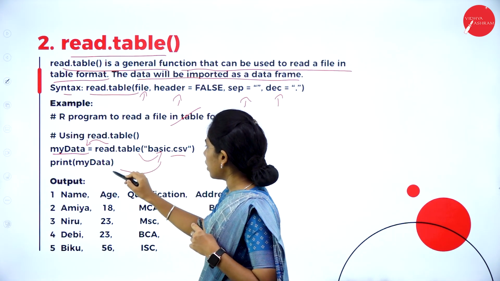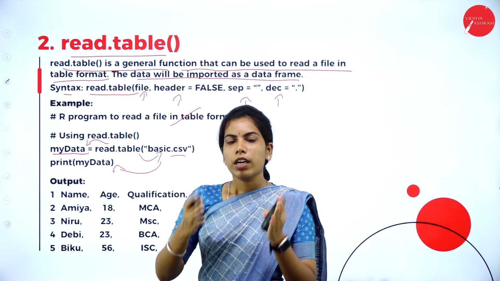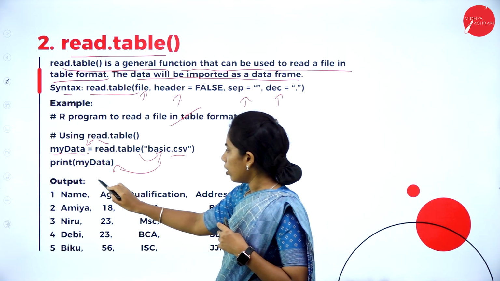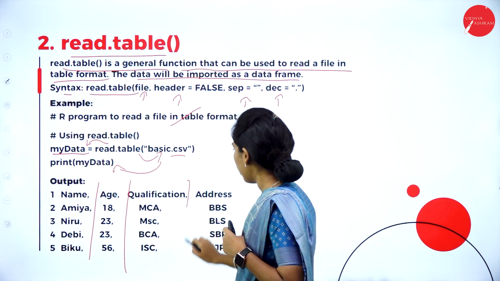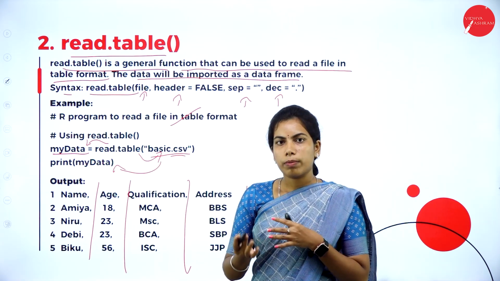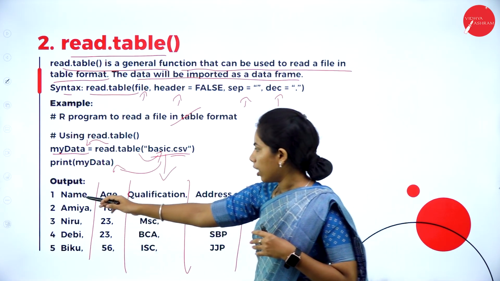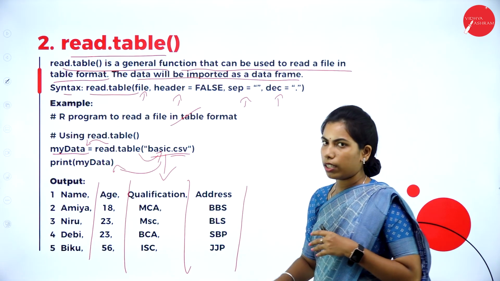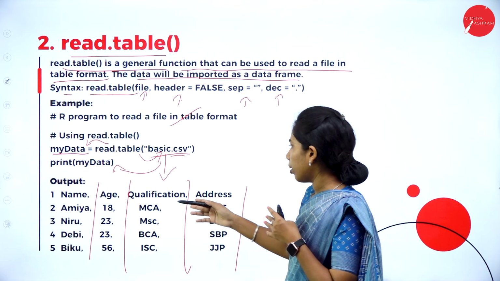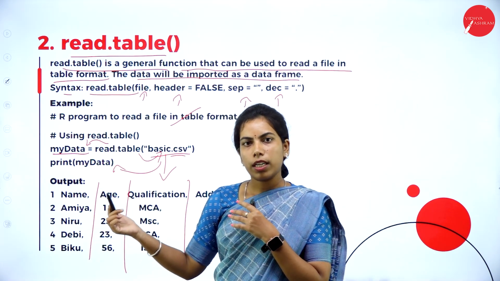And also when I print this data, here you can see the output will be shown frame wise, meaning column wise. So that's why it is also a structured way of storing. The first one, name, age, qualification and address. So this file contains all the details of name, age, qualification and also address. This is how it is frame wise: name is one frame, age is one frame, qualification and address. This is how the output will be displayed.